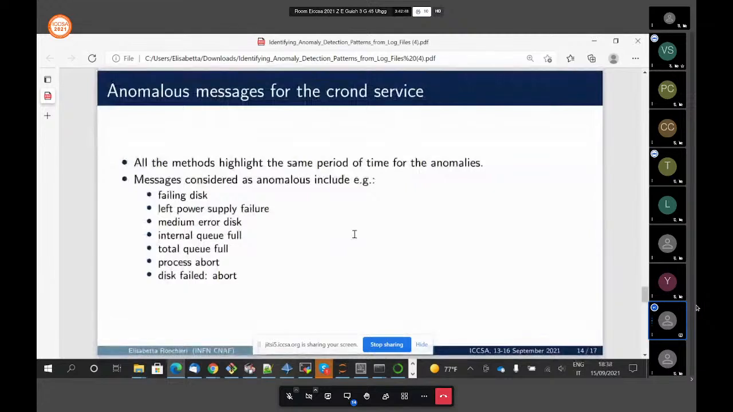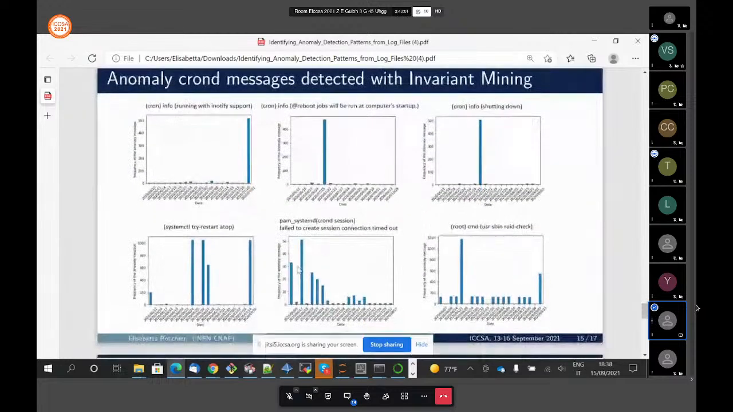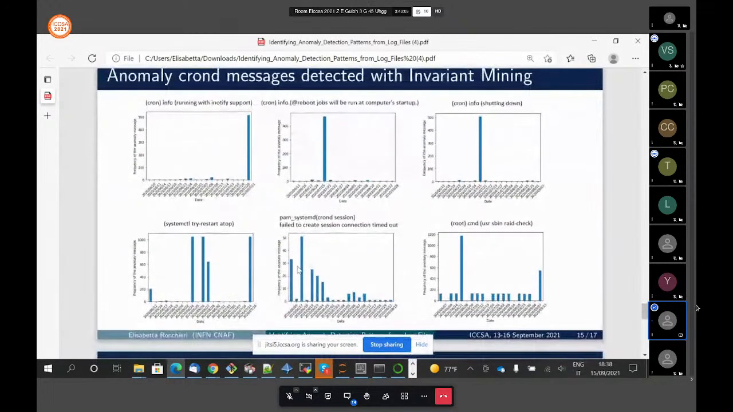Here I summarize the set of anomalous messages that we identify, for example, in the crond service. Here are reported the set of anomalous terms that appear in a specific period of time by applying the invariant mining.